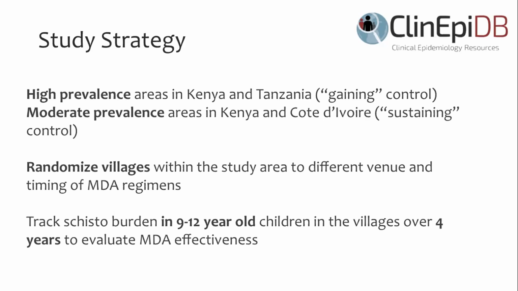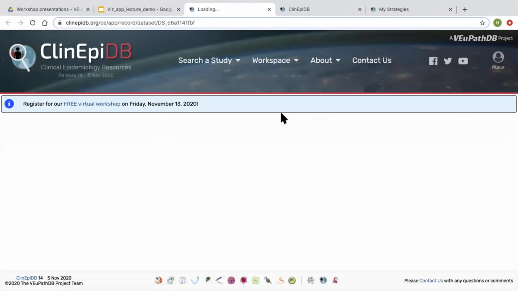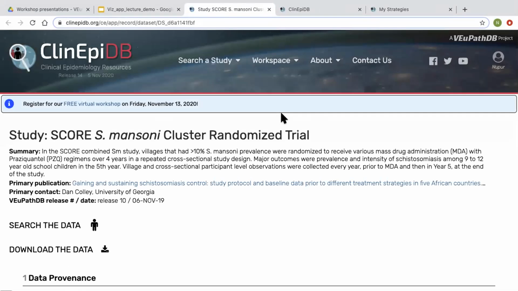The target population was 9 to 12-year-old children because this is a high-risk age group for this disease. And they tracked the study villages over 4 years. So let's now go and do a live demo of this study.